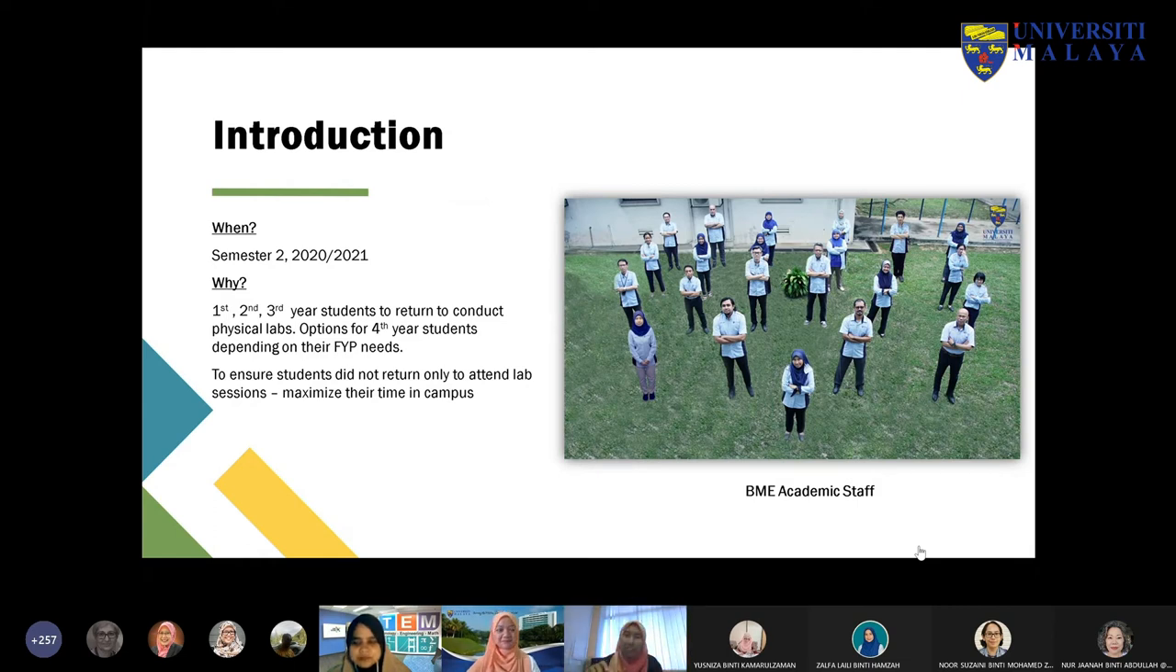So, introduction. Firstly, this is our academic staff of biomedical engineering. There's 23 of us. It was conducted in semester 2, 2020-2021. And what allowed us the opportunity to conduct this hybrid class is, as an engineering program, we thought at that time that two semesters of online labs is enough.